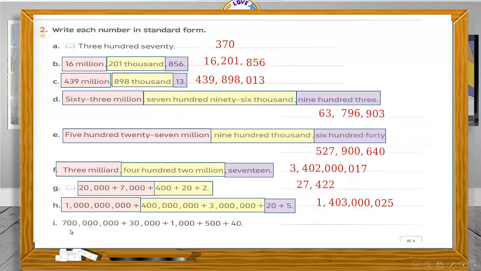Last one here we have 700 million and 30,000, 1,000 together inside one period, 540. First period we have 700 million. So write in the first period 700 million, in tens and ones write zeros. Next period 30,000 and 1,000 together inside one period. So write here 31,000. Last period write 540 like this.